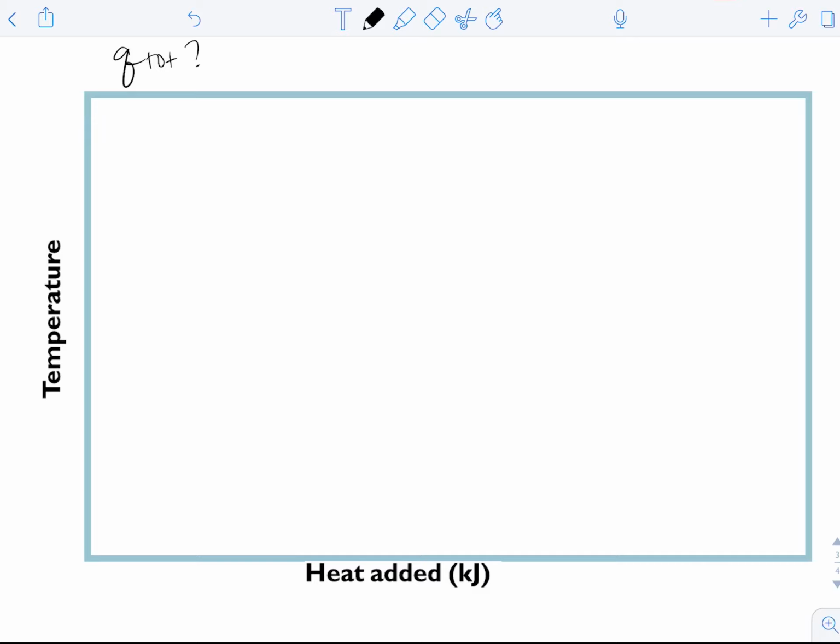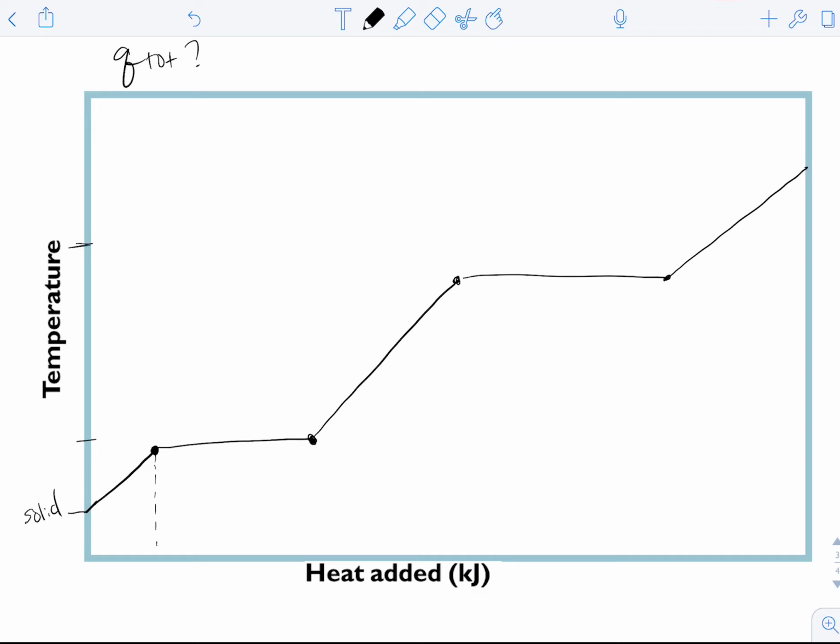So we're going to start at a lower temperature. So this is when we were in a solid state. We were going from that solid state up to our melting point. Then we have our heat of fusion, and then we get to a liquid state. Then heat of vaporization, and then we get to some temperature. So we're going to have several temperatures that we're going to be looking at. So this right here is going to be our initial temperature. Then we have our melting point, boiling point, and our final temperature.